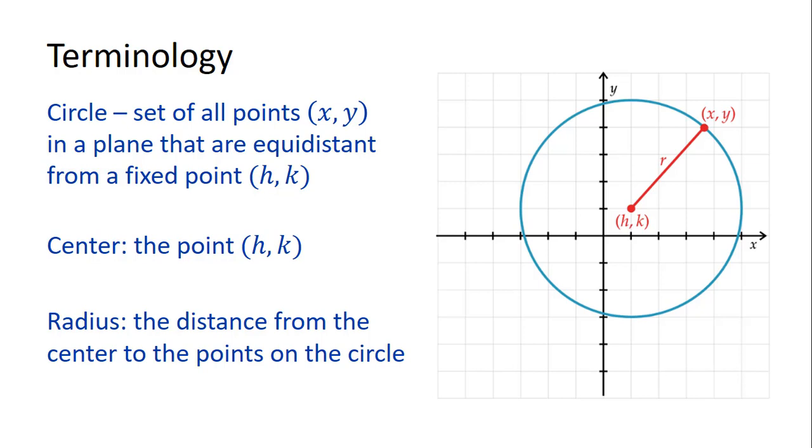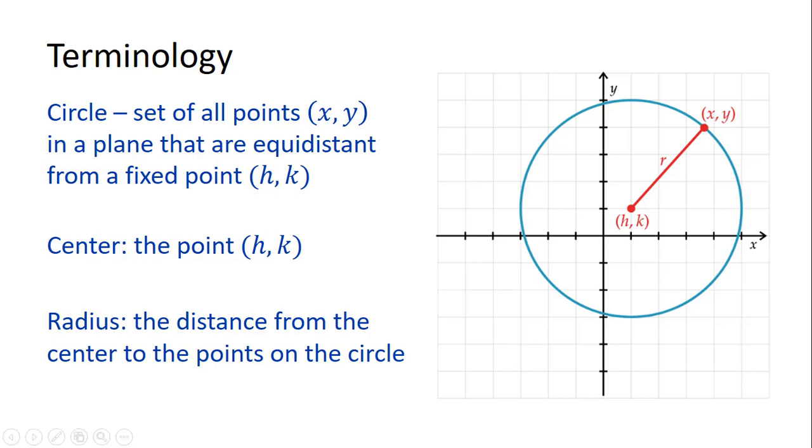Mathematically, we define a circle as the set of all points (x, y) in a plane that are equidistant from a fixed point (h, k). The center is this fixed point (h, k), and the radius is that equal distance between the center and a point on the circle.